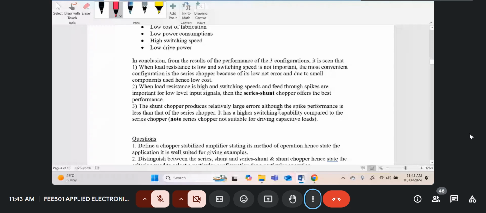It has a higher switching capability than that of the series chopper, but its error is just too large, so we don't use it. The only other observation is that we said that the series shunt chopper is not very good if the capacitances you're going to be using to the load is very large. But in the case of the chopper amplifiers, the capacitances we use are normally in terms of nanofarads. So this is not a disadvantage for the case of series chopper.